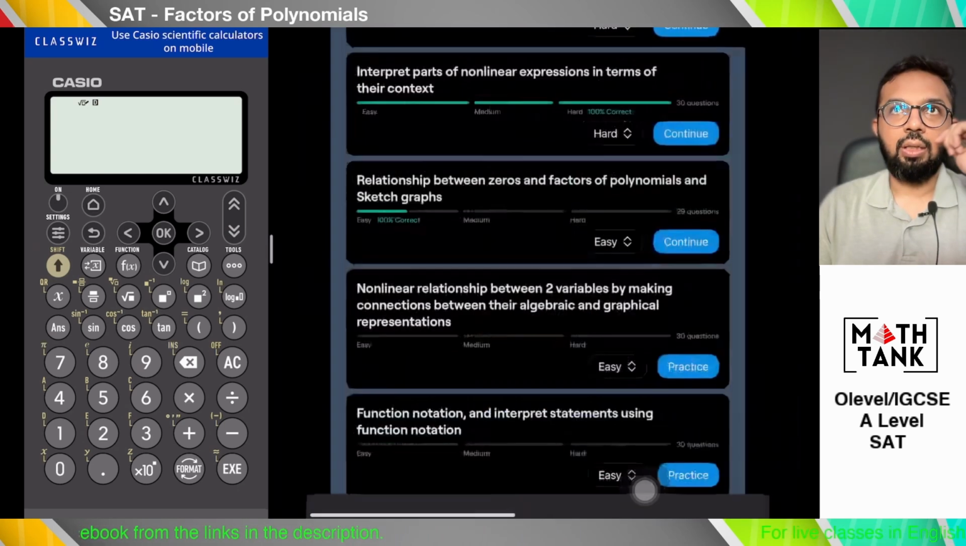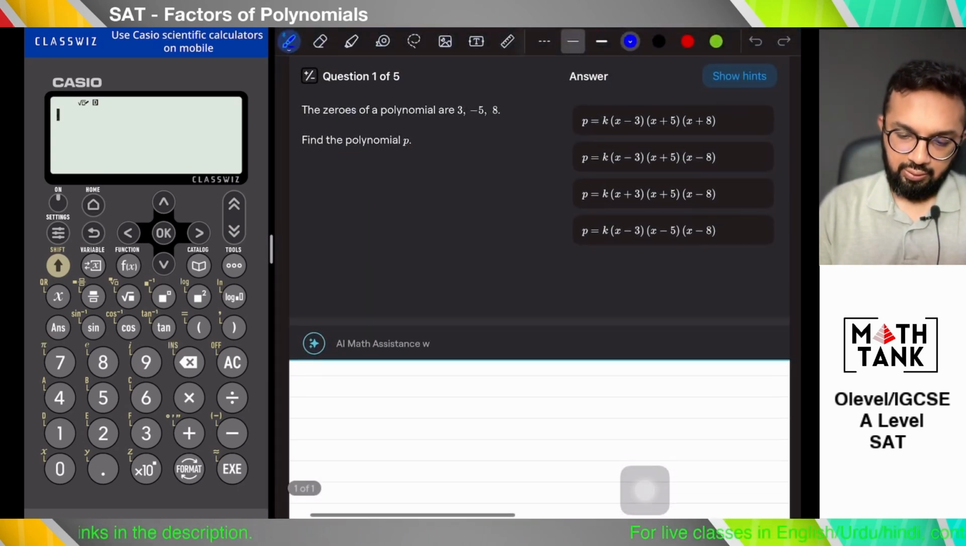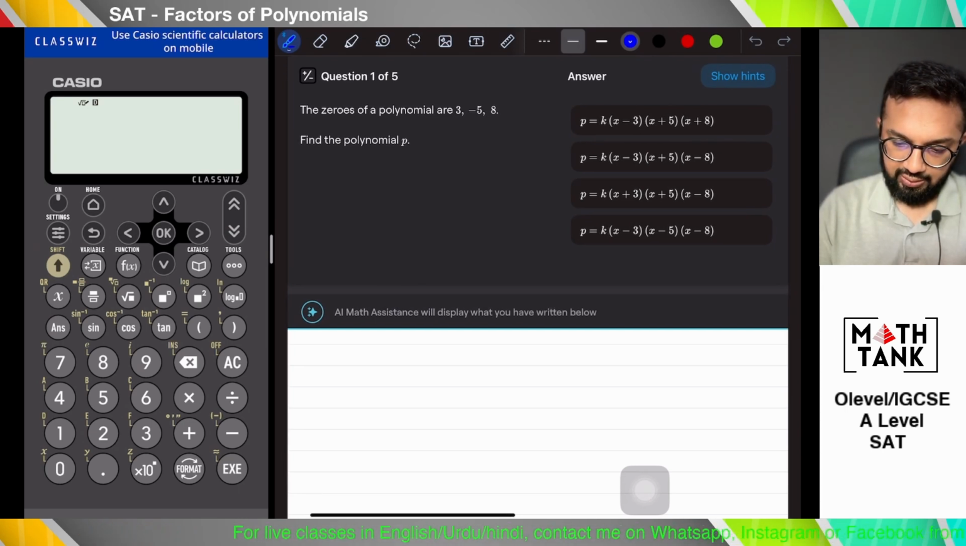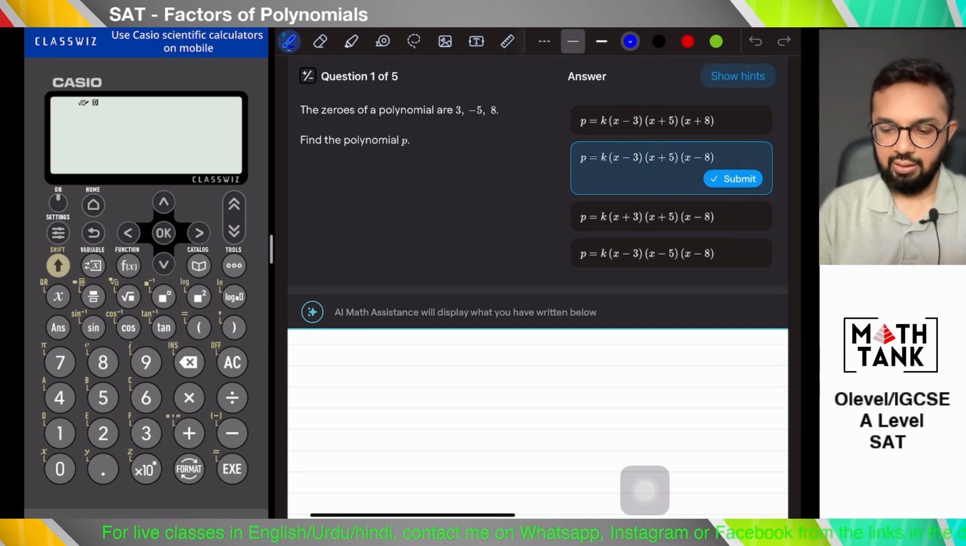Okay, next set of easy questions. The zeros of the polynomial are 3, -5 and 8. So 3, -5 and 8. This one should be the correct answer then.